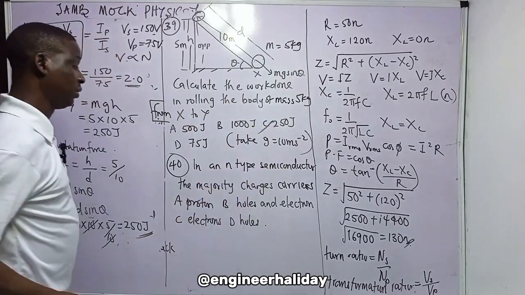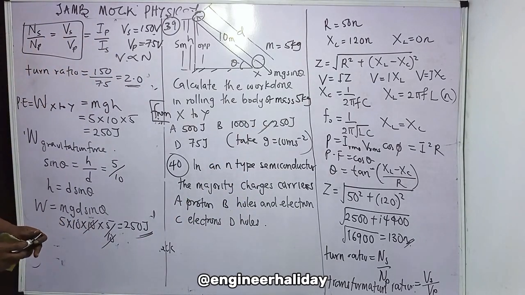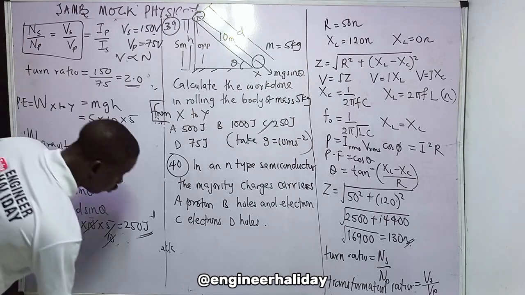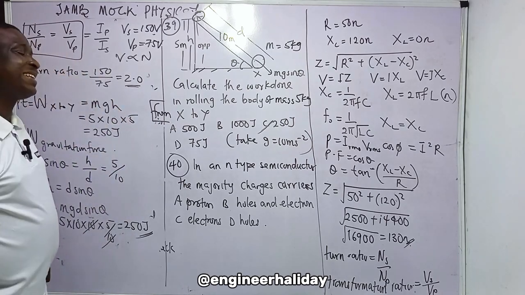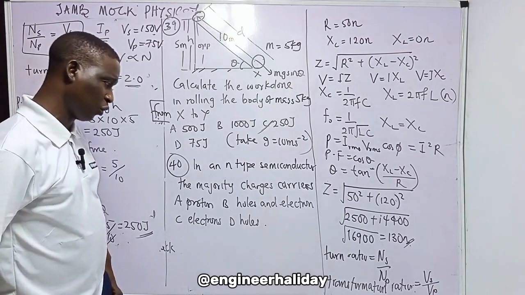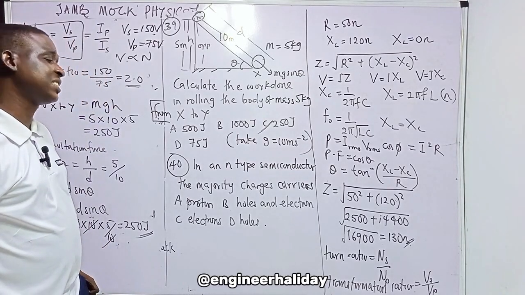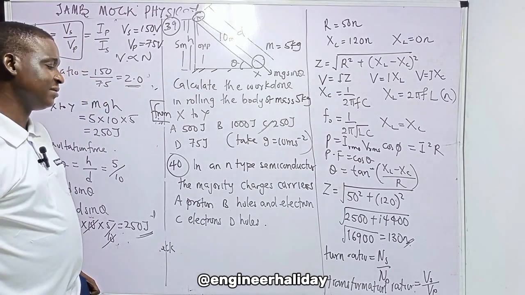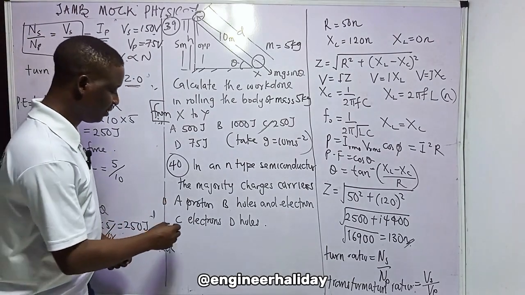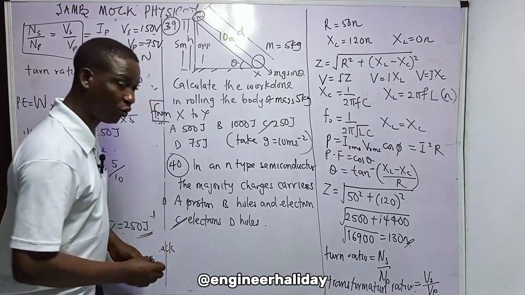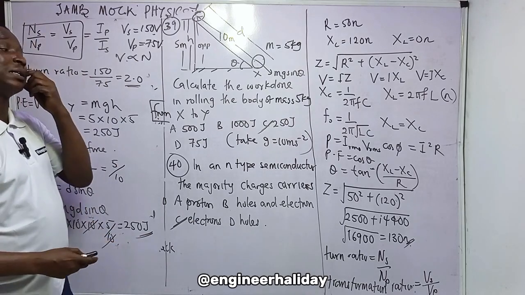Anyhow you want to solve it. Now the last one for this mock 2025 WAEC exam is: in an n-type semiconductor, the majority charge carrier is dash or dash. The answer to that question is electron. Electron is the majority carrier.